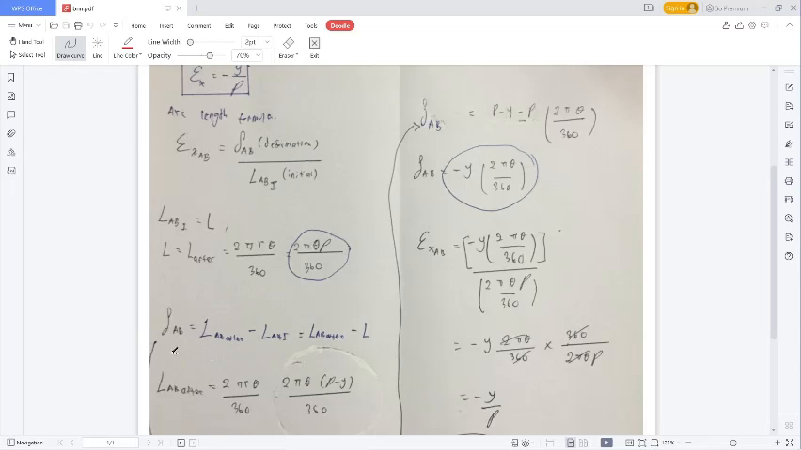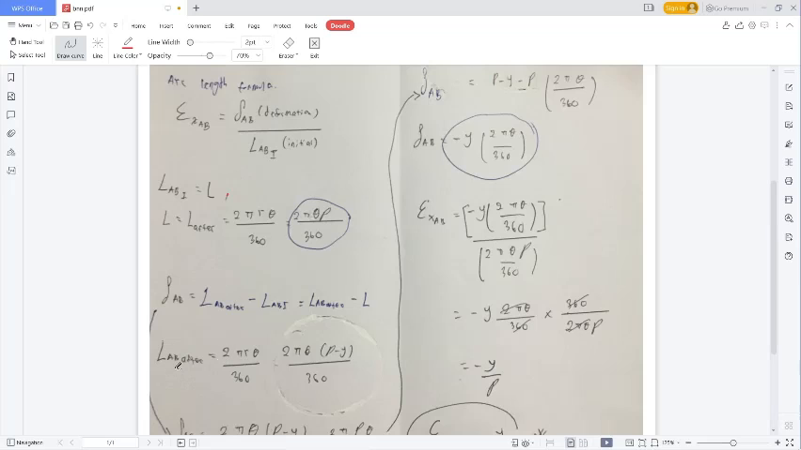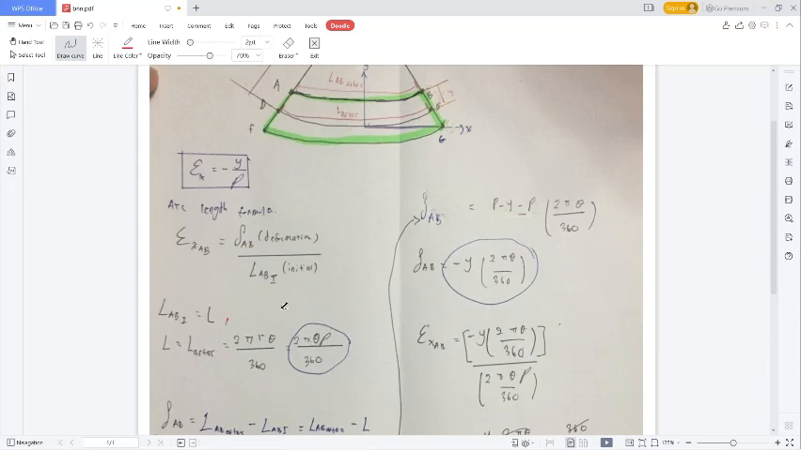For the deformation, we know that the deformation is equal to the length after minus the length at the initial condition. So the length after for AB minus the length at the initial condition, we can write as L_AB after minus L, because L is equal to L_AB at the initial condition. The length L_AB after is equal to 2 pi r theta over 360 degrees, because it is an arc, with r as the radius.